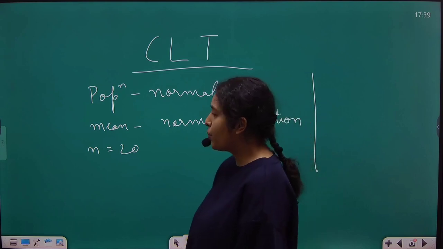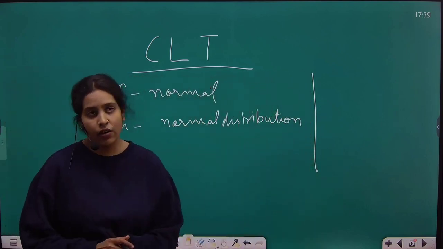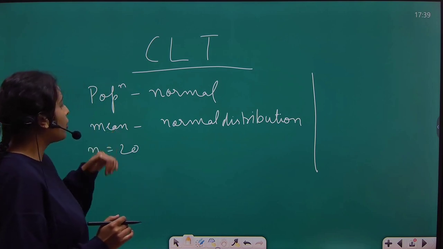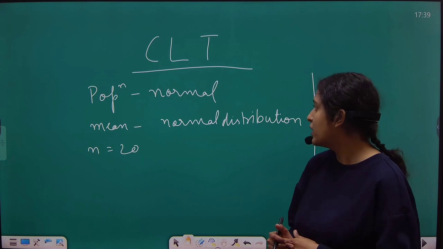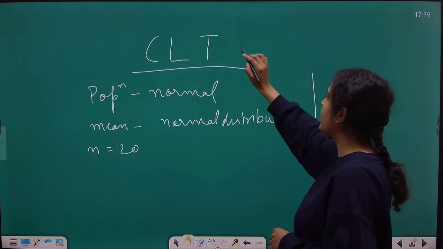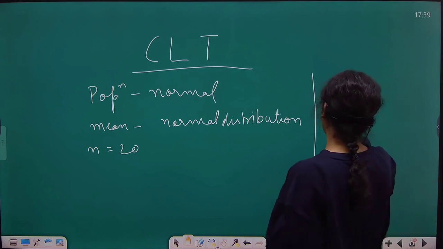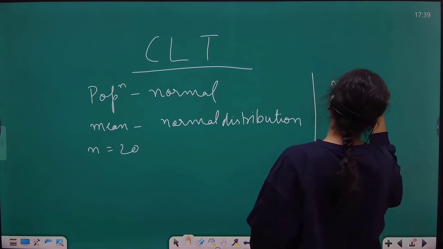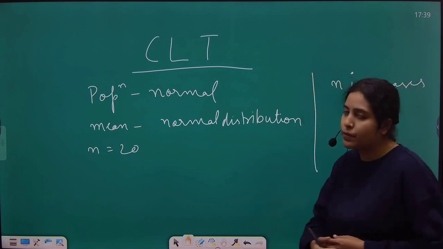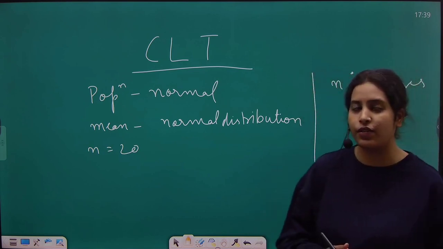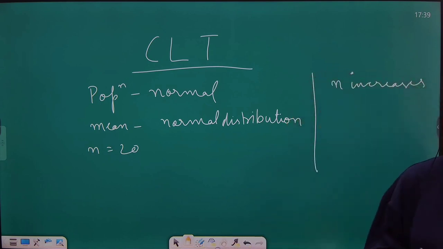But what if our population sample is not normal, it is skewed? In case our population is skewed and n is relatively large, then the distribution of the mean may tend to be normal. This is because of the central limit theorem, which says that as n increases, whatever may be the distribution of the population, it doesn't matter, the distribution of the mean will be normal.